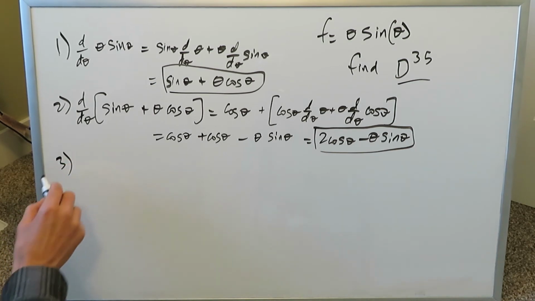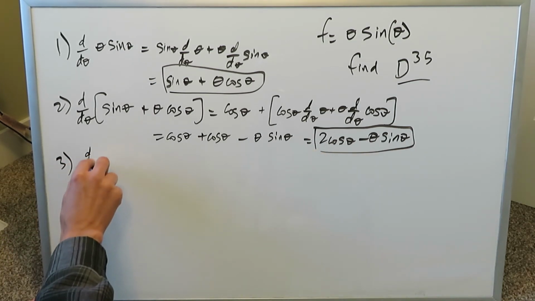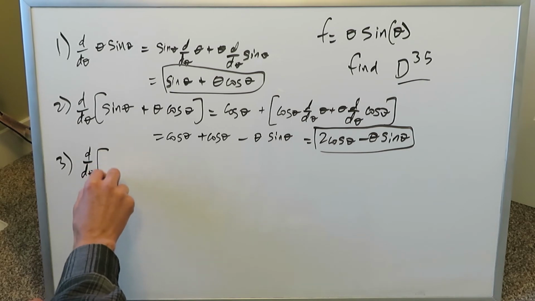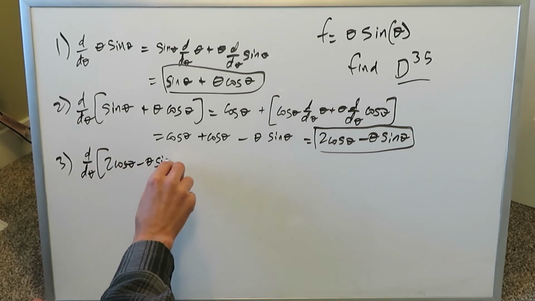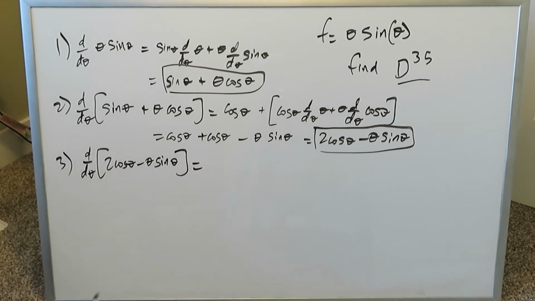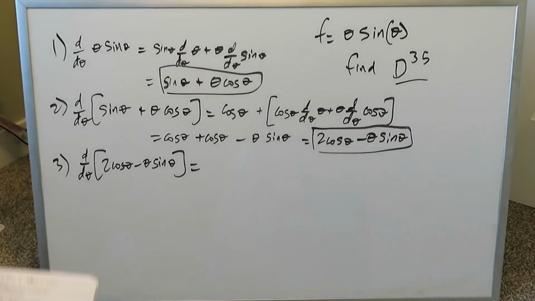In step 3, you would have to feed that into your derivative, and you'll do 2 cosine theta minus theta sine theta. What I will do now, for neatness sake, is the work on the side in my notebook, and then from my notebook we'll easily transfer each step's answer right over here, and then we'll see if we can develop that pattern.